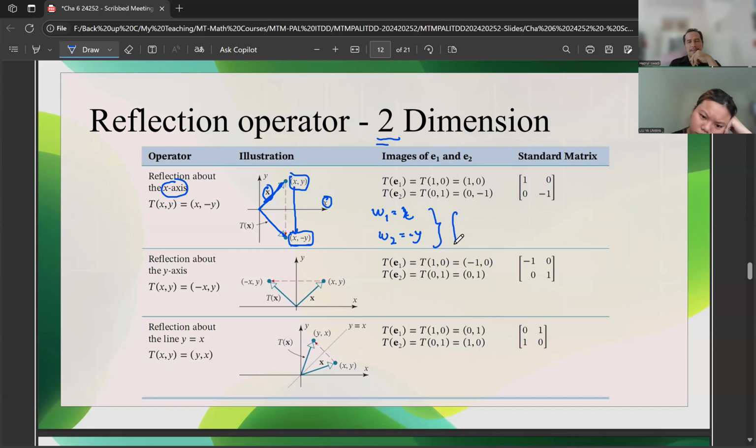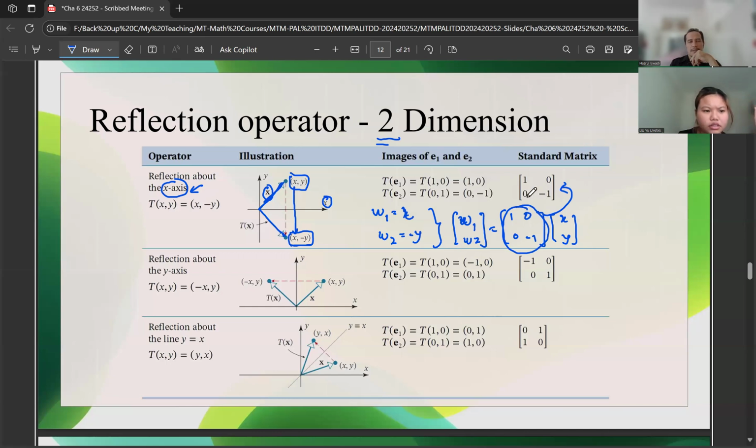So this is the vector w1, w2, and the matrix will be 1, 0, 0, minus 1, times x, y. So the standard matrix of the reflection contains a minus. For reflection to the x-axis, the minus will be in the second row.